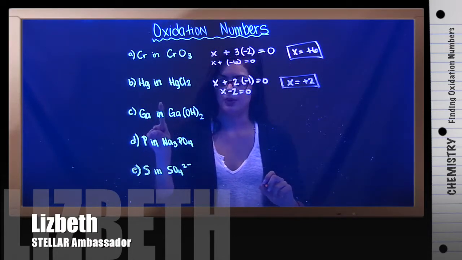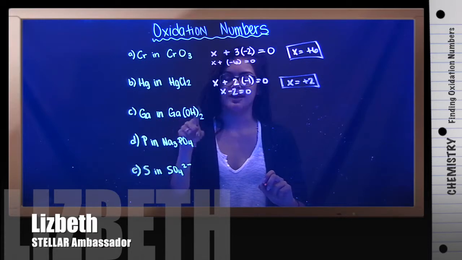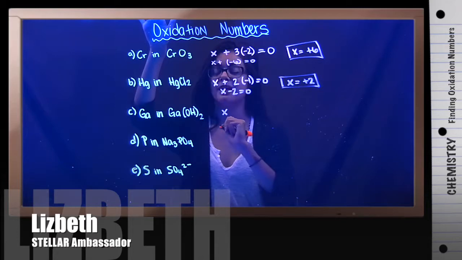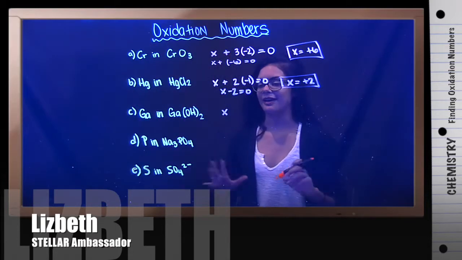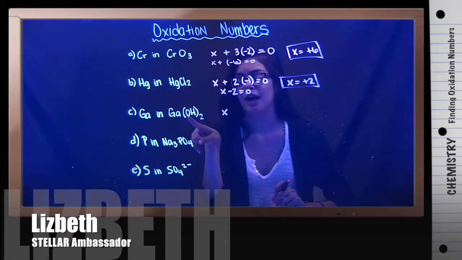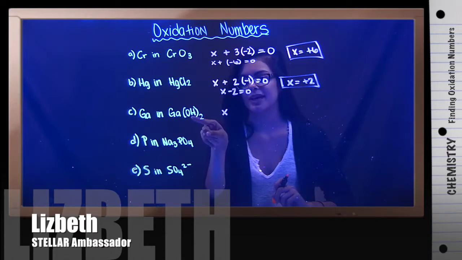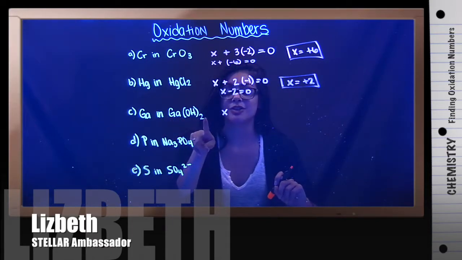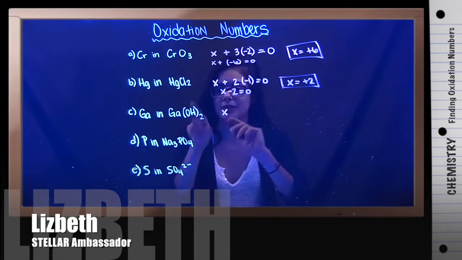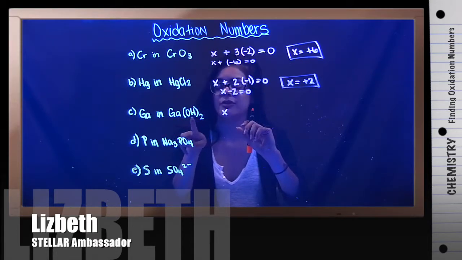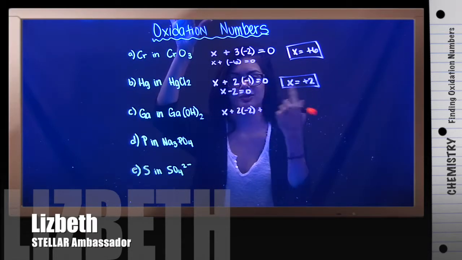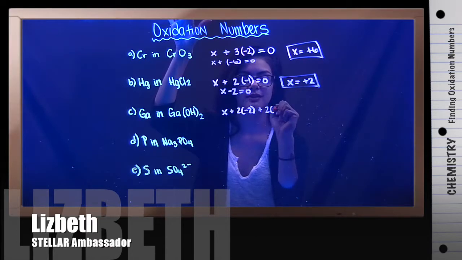Now we're going to do gallium in gallium hydroxide. So gallium is going to be x. There's 2 ways you can approach this. We can separate this, and I'm going to show you how that's going to happen. So it's GaOH2. Ga, there's only one, so it's just 1x. We have 2 oxygens, so plus 2 times -2. And then we have 2 hydrogens, which are +1, so 2 times 1.